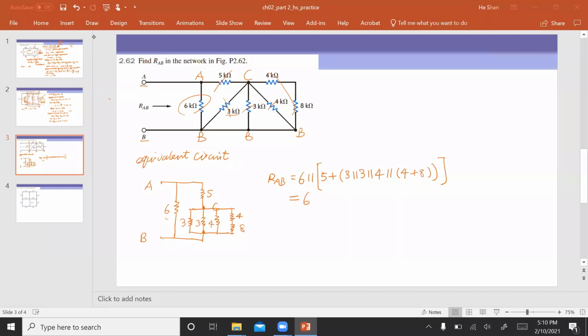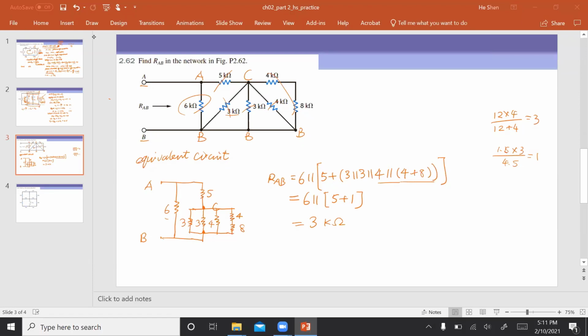So this is how we find RAB, right? So let's simplify it. We have 12 in parallel with the 4, that is 3, right? 12 and 4. Yes, because 48 divided by 16. Yeah, so that is 3. So I have 3 in parallel with 3, then in parallel with 3. So 3 in parallel with 3 is 1.5. In parallel with 3, that is 1, right? Yes. So 5 plus 1 is 6. Then 6 in parallel with 6 gives us 3, and the unit is kilo ohm. So this is a way that I would recommend for you to solve the problem.